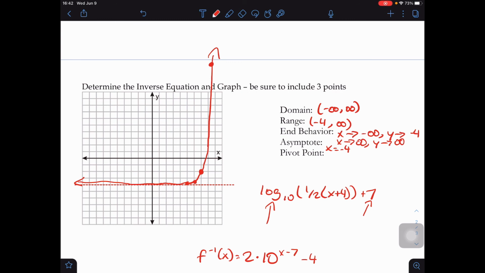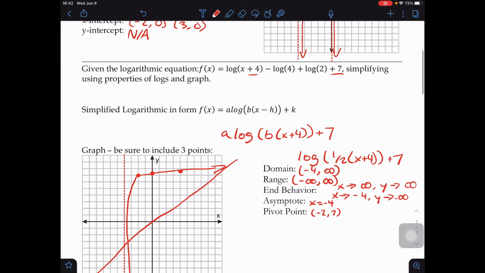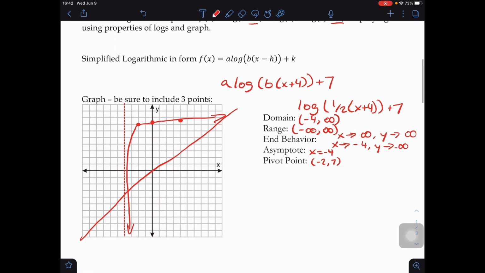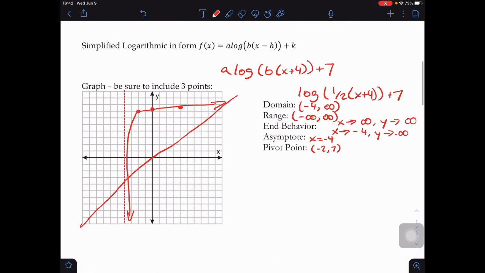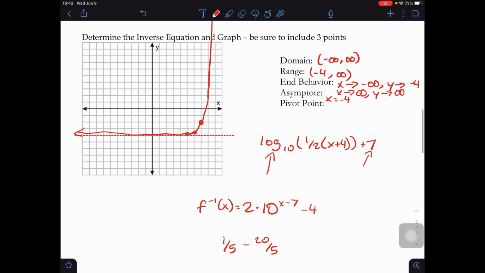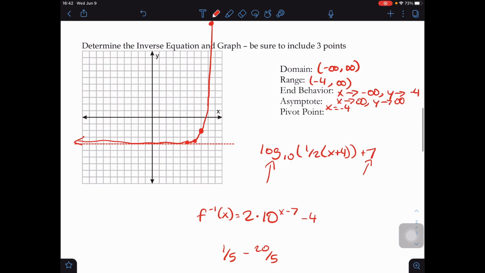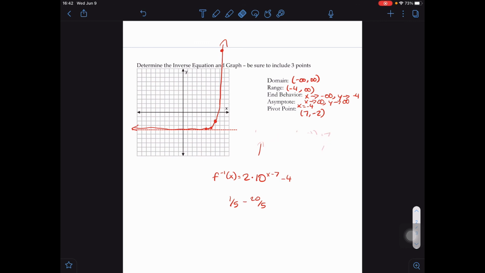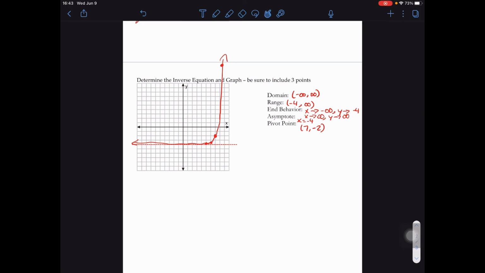And the pivot point, we can just look at the pivot point on the last one, which we determined to be negative 2 and 7. We could reflect it across the line, so it ended up being right here, which would be 7 and negative 2. Let me just erase all of this, and we are done.